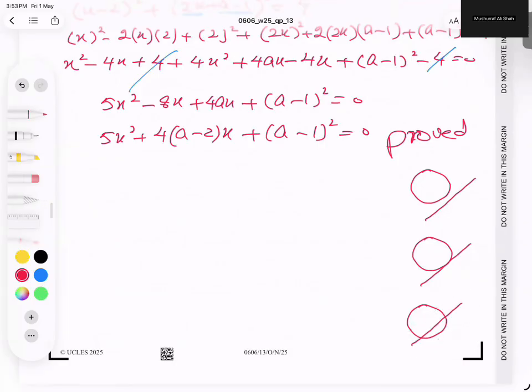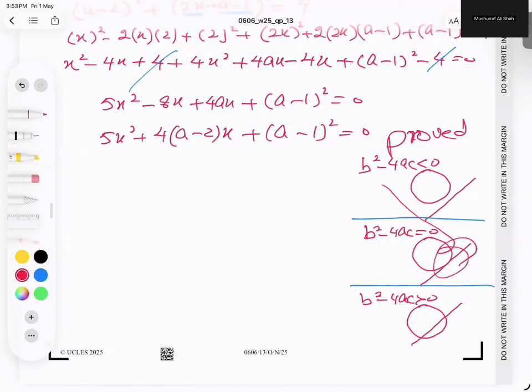So when you talk about this, here we have b square minus 4ac is less than 0. Here we have b square minus 4ac equal to 0. Here we have b square minus 4ac more than 0. So we have three situations, you know it very well. So I'm applying the middle one, because equal to 0. He said tangent. So I'm applying here b square minus 4ac is equal to 0.